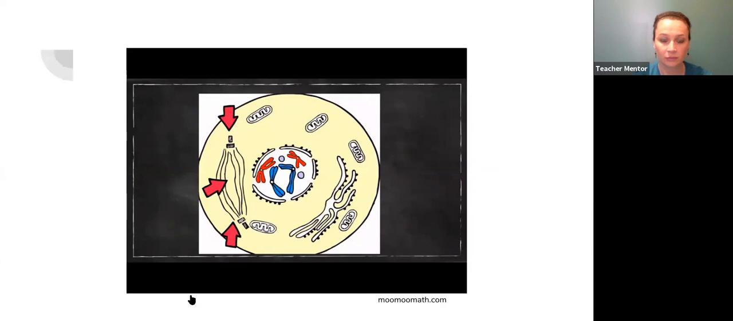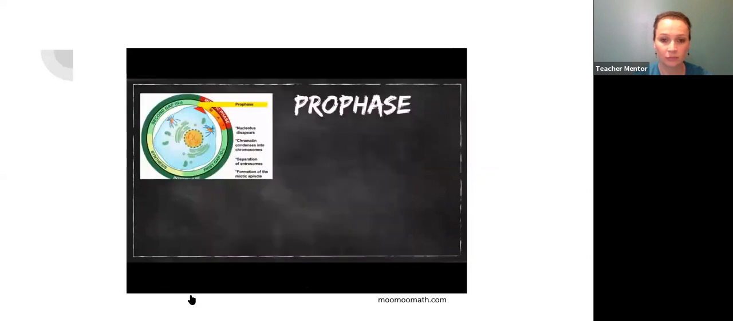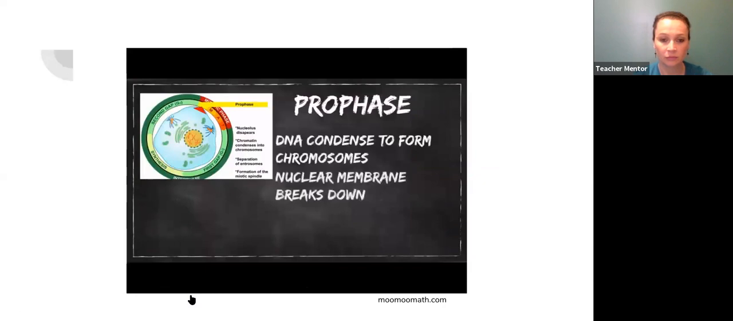Let's take another look at prophase. So in summary, the DNA condenses into chromosomes, the nuclear membrane breaks down, and the centrioles begin to produce spindle fibers.